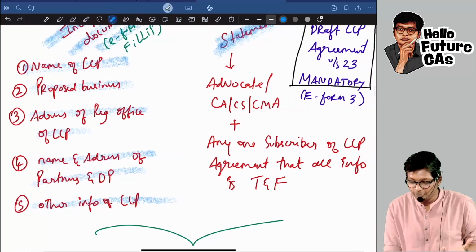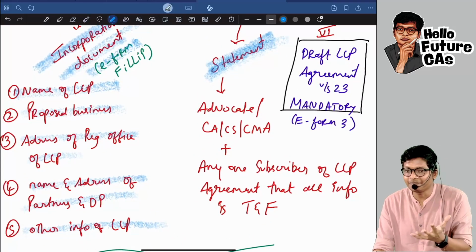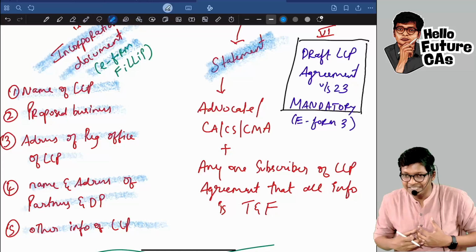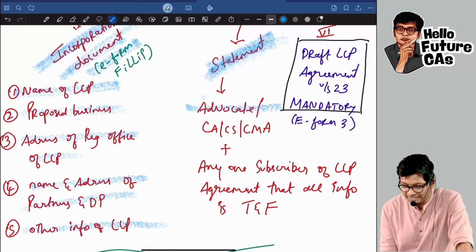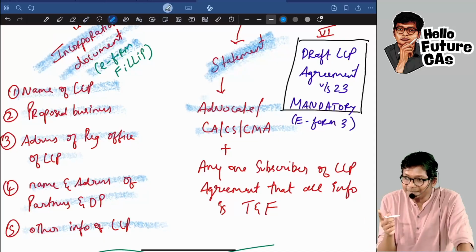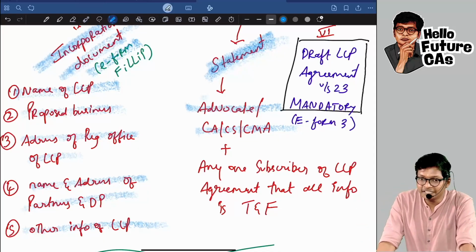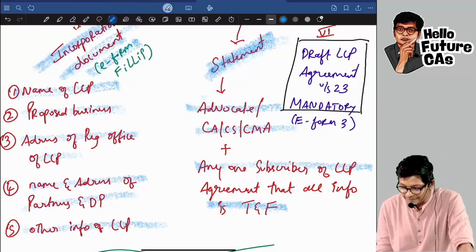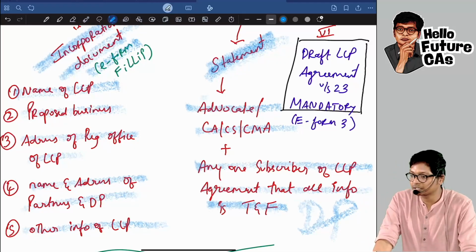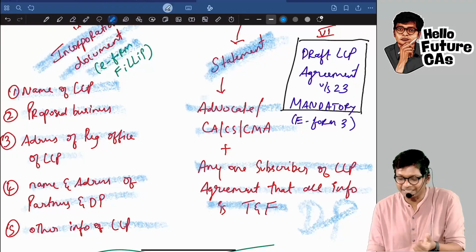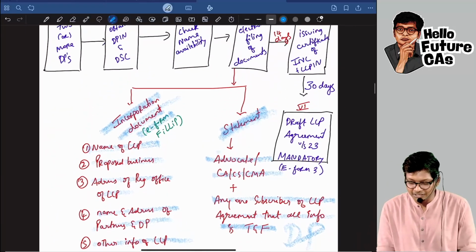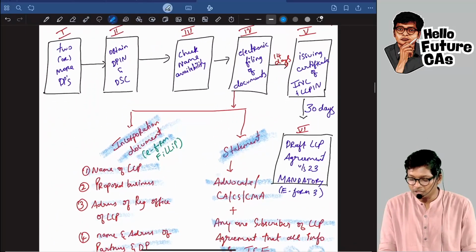No. And I told you, what statement you will give? A declaration. Someone should declare everything is true and fair. That's CS, money. But not just the CS, along with CA, they are saying advocate, CA, CS, CMA. The same thing is there in the Companies Act incorporation. One of these four people should declare that all information is true and fair, and any other subscriber of the LLP agreement, which is nothing but the designated partner. Are you following, guys? Are you all understanding? So the DP plus one of these four people will sign and say everything is true and fair. How much you are going to charge for this sign is your choice. Okay. You are not charging for the sign alone, guys.